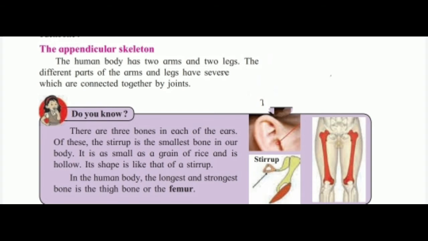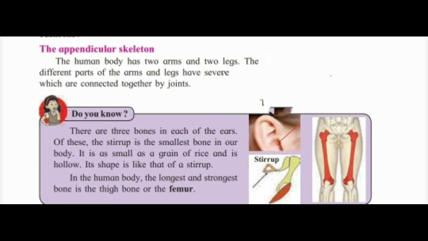Students, do you know in our body there are three bones which are present in each of the ears. Out of this, stirrup is very small. It is the smallest bone present in our body. Its size is nearly equal to the size of the rice grain. It is hollow from inside, while the longest bone is called as femur. It is present in the thigh. It is the longest and also strongest bone in our body.